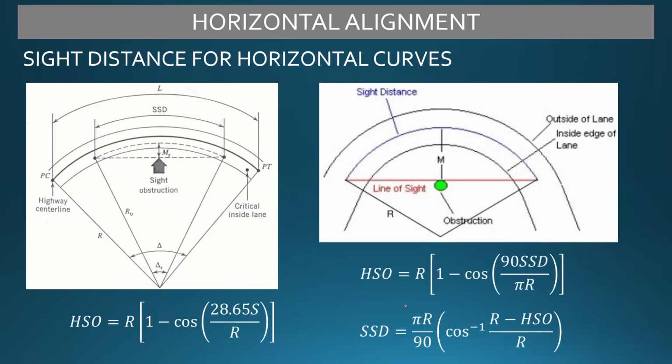Okay, so what about the formula earlier? They are the same, 90 over pi, 28.65 over R. Sorry, the denotation is just different, the symbol was not edited. But what if we solve for SSD? That would be pi R over 90 times cosine to the negative 1 of R minus HSO over R. Okay?